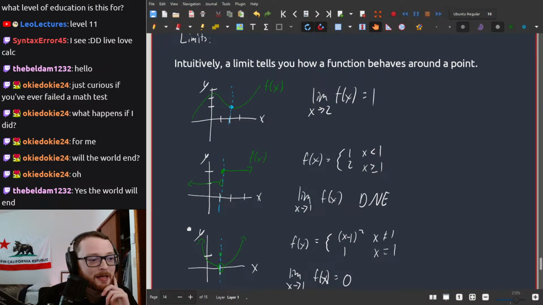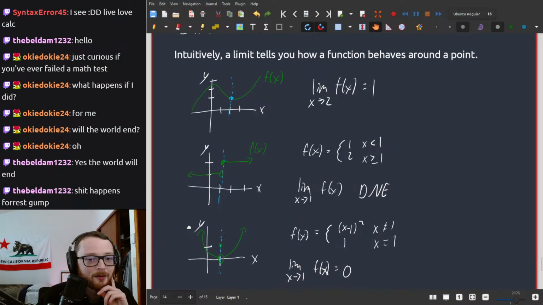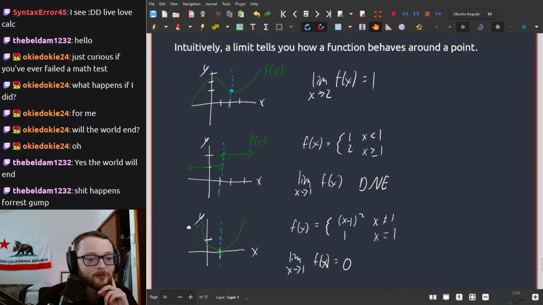So yeah, Energy, this is what a limit is. Let me know if you have a question about this.